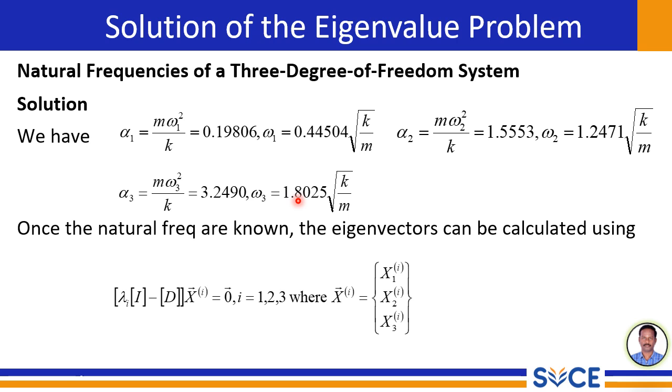Once we determine these natural frequencies, the next step is to calculate the corresponding eigenvectors, which represent the mode shapes of the system. This can be done by substituting the value of lambda equal to 1 by omega square for each natural frequency and solving for the eigenvector x1, x2, x3, written in transpose form. This process will give us 3 distinct mode shapes, one for each natural frequency.